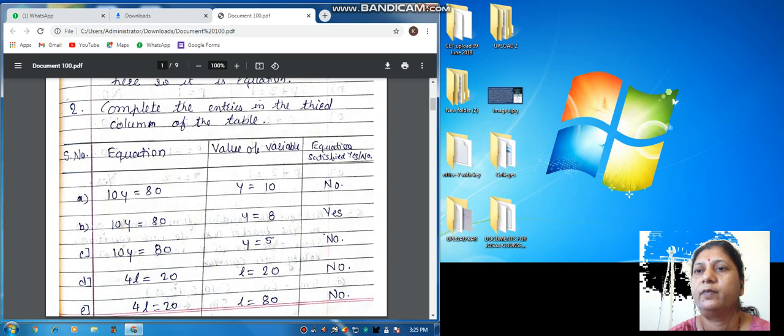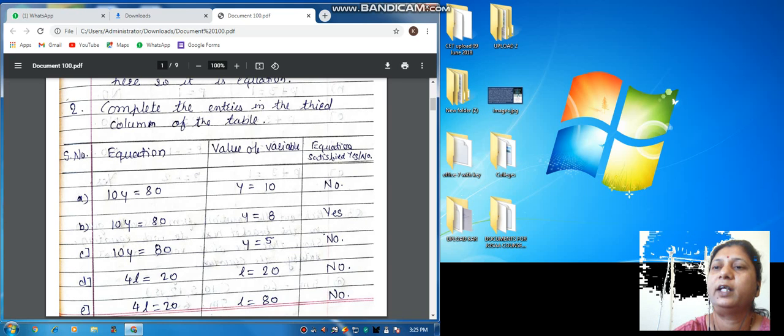Next, 10y is equal to 80. The value of variable y is equal to 8. Now see, if we put y is equal to 8, then we get 10 multiplied by 8 is equal to 80. So 80 is equal to 80. So it is satisfied. So it is yes.